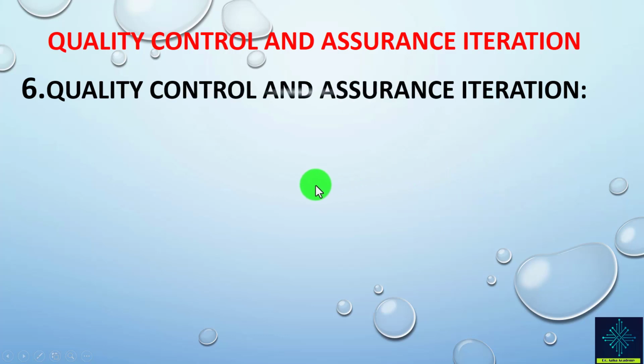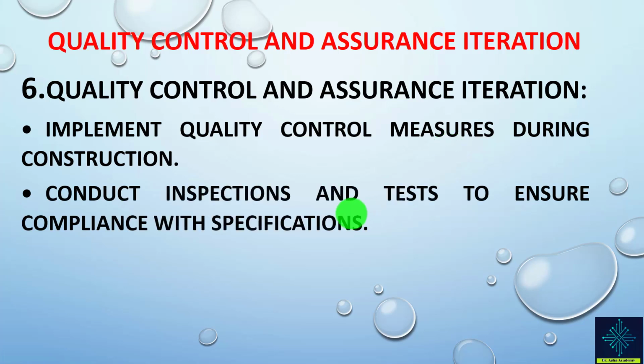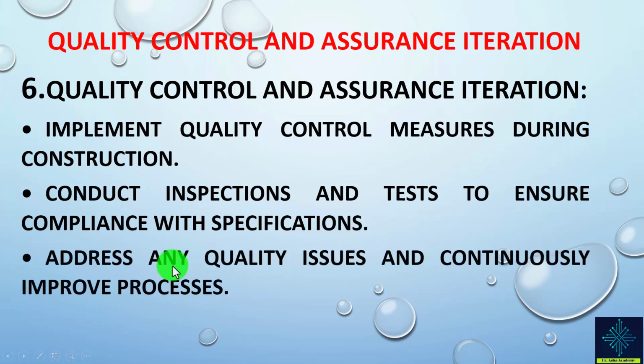Quality control and assurance iteration. So here we implement quality control measures during construction to make sure that everything is within the control limits, and we conduct inspections and tests to ensure compliance with specifications. Again, everything should be within the control limits. We address any quality issues and continuously improve processes. So this is the feedback.